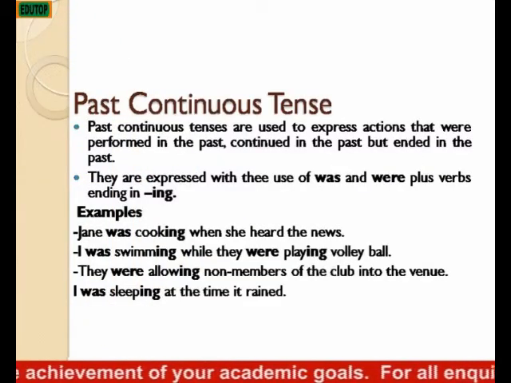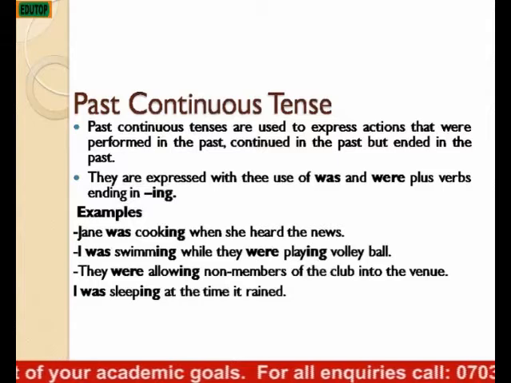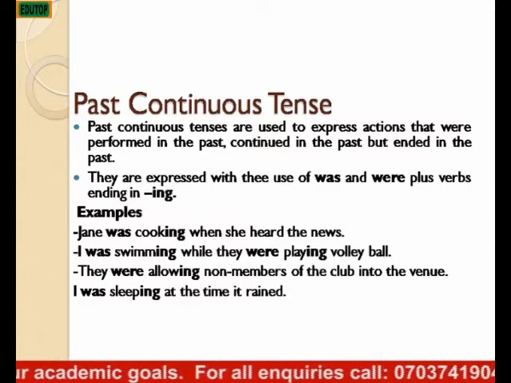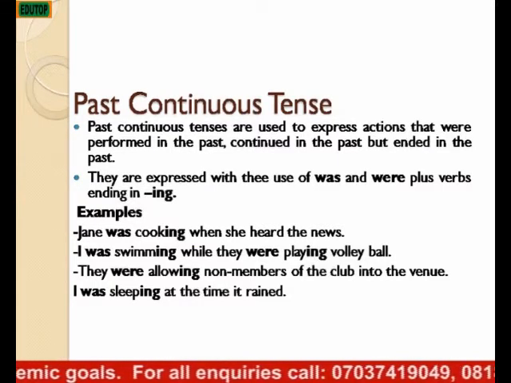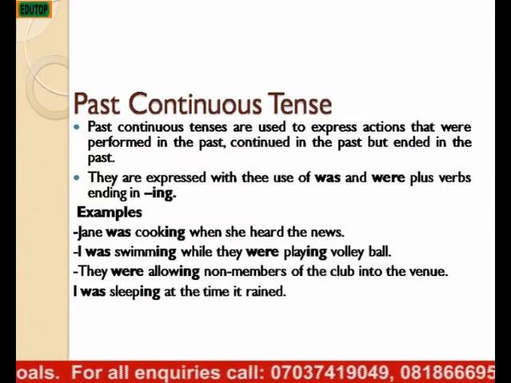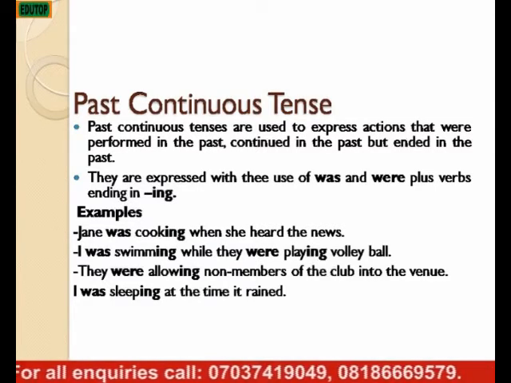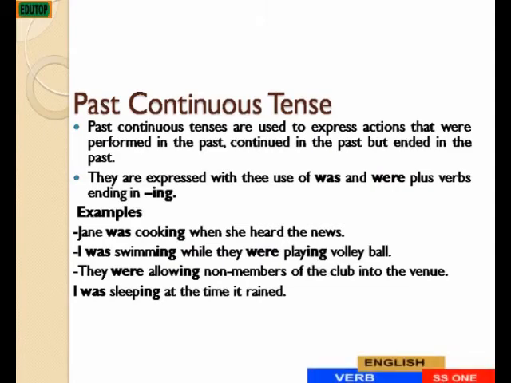Past continuous tense. These are used to express actions that were performed in the past, continued in the past, but ended in the past. They express the actions using was, were, plus verbs ending in ing, meaning that when you want to express past continuous tenses, you make use of was and were, using ing behind the main verb.